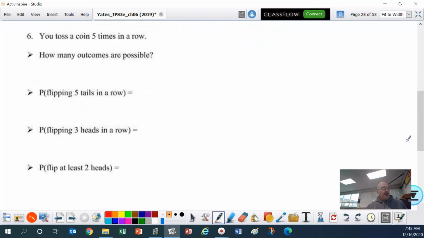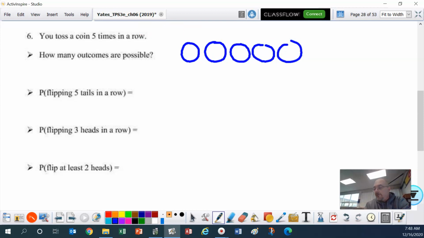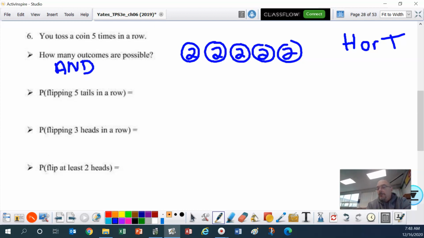All right, you toss a coin 5 times in a row. How many outcomes are possible? Okay, so let's think about this. I'm just going to draw circles for a coin here. So I'm going to toss a coin 5 times in a row: 1, 2, 3, 4, 5. Now remember, there's heads or tails, right? So there's 2 possibilities when you flip the first one. There's 2 possibilities when you flip the second one. 2, 2, 2. Now, this is an and situation, folks. You're going to flip, and then you're going to flip again and again and again and again.